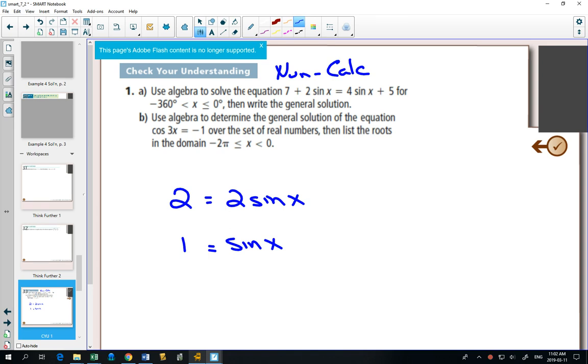Now where on your pie plate, since this is a non-calculator, do you have sine x equal to 1? Sine is x or y coordinate? Y coordinate. When is the y coordinate 1? Pi over 2. Now you're going to naturally do this. This is not the right answer. Okay? You're going to naturally do something like this.